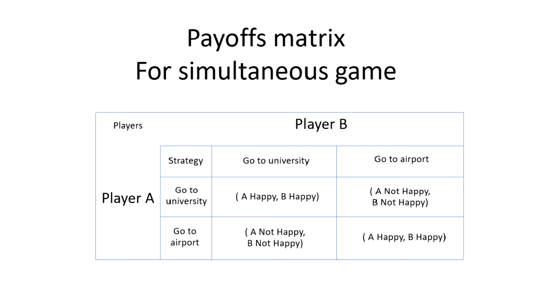If both player A and player B go to university, they are both happy. A happy and B happy. But if they miss meeting each other, then you see that A will not be happy and B will not be happy too.